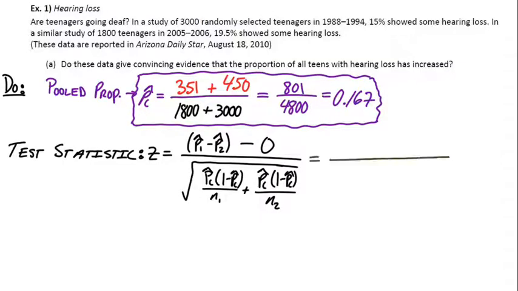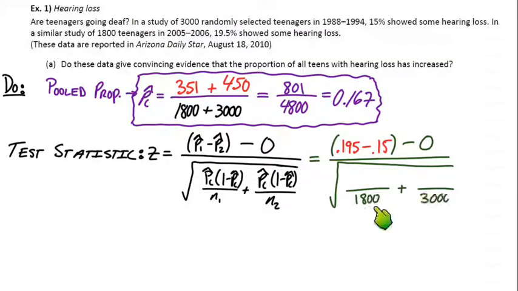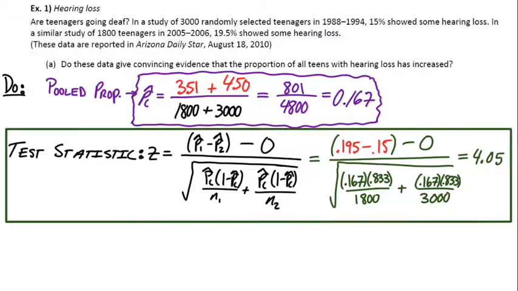All right, so let's get this z-score. p hat 1 minus p hat 2. So that was the 19.5% minus the 15%, minus 0. And then the square root, we've got our two sample sizes, n1, n2. And then let's use the pooled proportion and then 1 minus that pooled proportion here and here. So definitely be careful when you're plugging this into your calculator. You should be at about 4.05 for the z-score if I rounded to 2 decimal places. So we've got the test statistic. Our z-score is 4.05.